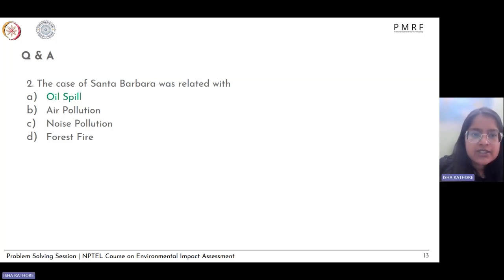Okay, so the correct answer for this is oil spill. That is the case of Santa Barbara was related to this hazard, which was because of oil spilling out of this ship. So the correct answer is A, that is oil spill. So Santa Barbara is related with oil spill.